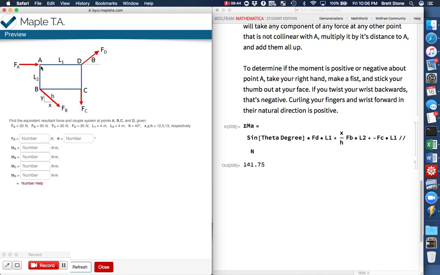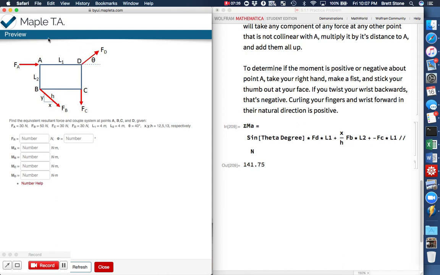Because it's going in the same direction, it's just pulling this way, it's not going to cause any twisting or turning about point A. What is going to cause some twisting and turning about point A, though, is the Y component of FD. And why is that? Because FD is perpendicular to A at a distance, right? And what's a moment? It's a force times a distance. So the Y component of FD times L1, which is the distance that exists between point A and the vertical component of FD, if I multiply those two together, FD, the Y component, times L1, that's going to cause a moment.